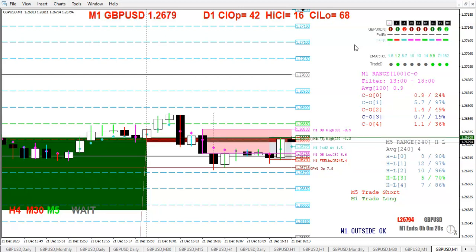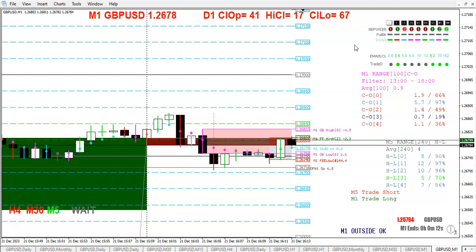Yeah, but you were below M30 though. I was below M30. The M30 open, that is. Yeah, and also I was below the indicator too. But if I was taking it, I would only be looking to get a pip.